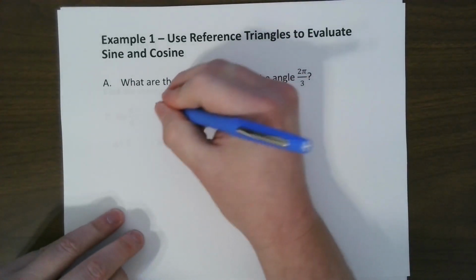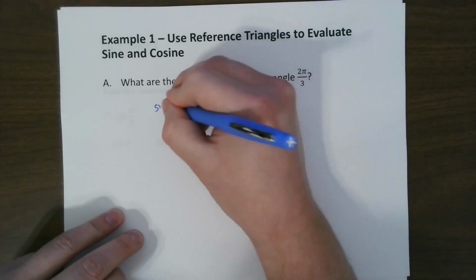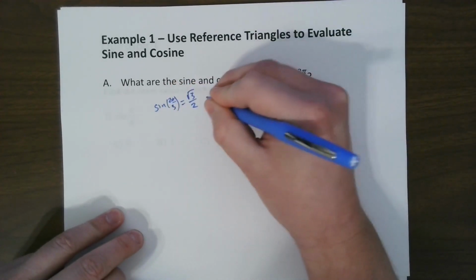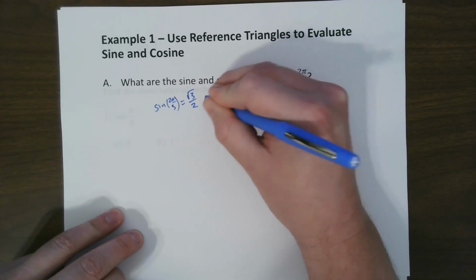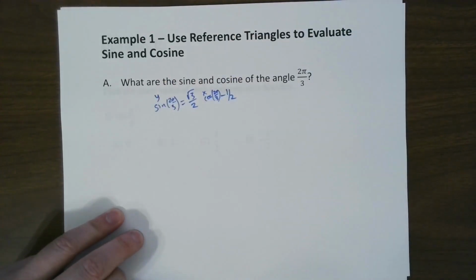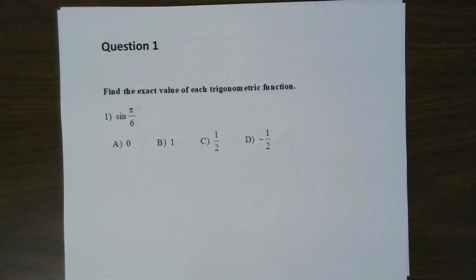So to write this a little bit more formally, sine of 2 pi over 3 is that, and cosine of 2 pi over 3 is that. In other words, this is the x and this is the y off the unit circle. Go ahead and try that one.